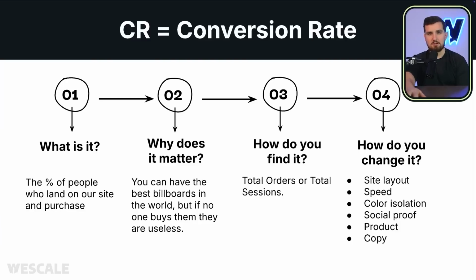Next is CR, which is our conversion rate. Conversion rate is the percentage of people who land on your product site, product store, and actually purchase. The reason that this matters is that you can have the best billboards in the world, but if no one buys, then they're useless. So the way that we find it is we take the total number of orders divided by our total sessions. And it's also just on our Shopify dashboard. So how do you change it? By adjusting site layout, speed, color isolation, social proof, product, which should be top on the list, and our product copy.